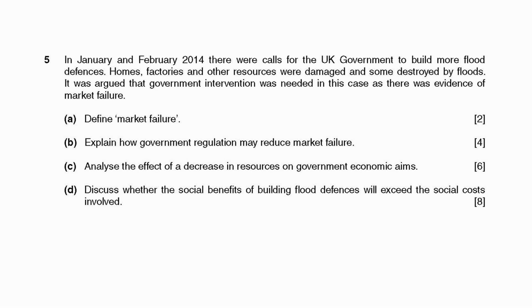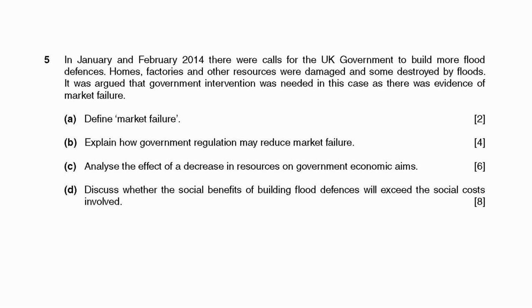All right. So now, to illustrate this, I've taken an old GCSE exam paper, and we're talking about defining market failure and how governments might interact. The question begins: in January and February 2014, there were calls for the UK government to build more flood defences. Homes, factories, and other resources were damaged and some destroyed by floods. It was argued that government intervention was needed in case of evidence of market failure. The first question, for 2 points, asks us, what is market failure? To get these 2 points, all we have to do is define market failure.